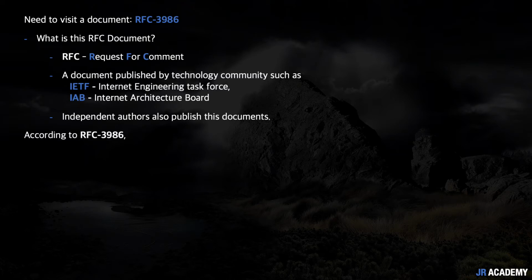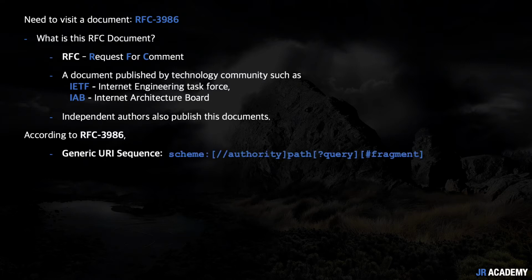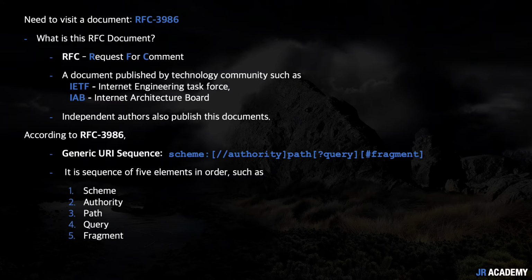So according to this particular document, a generic URI sequence looks something like this. And it is a sequence of 5 elements in order, such as scheme, authority, path, query, and fragment. So every URI follows this sequence, and some elements are mandatory here and some are optional. So let's understand them one by one.